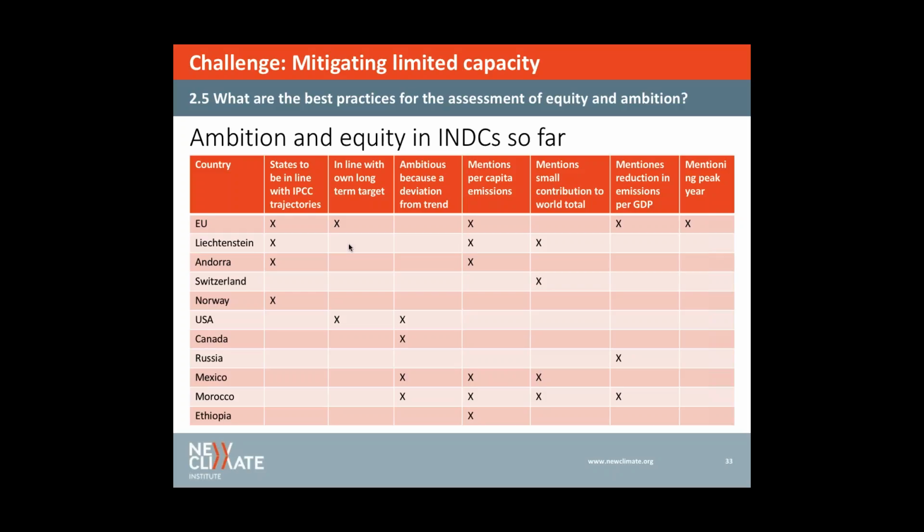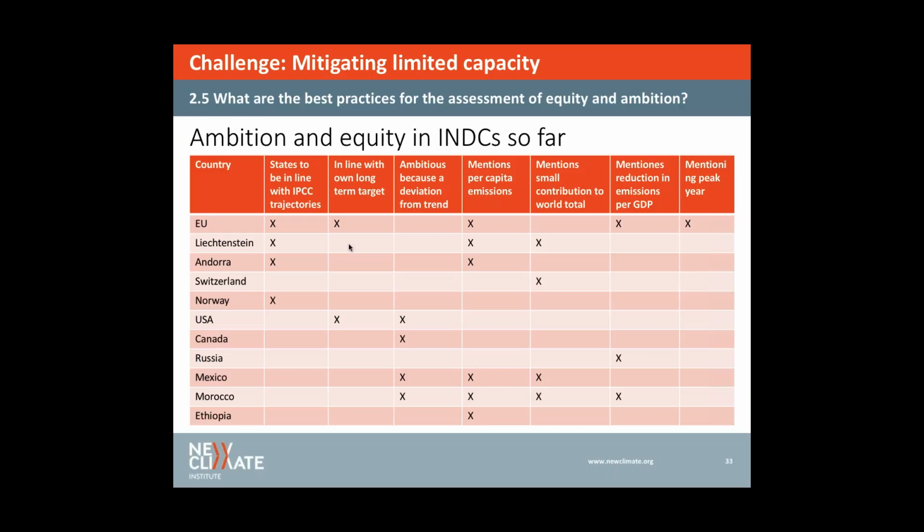Either where they are right now, relatively low, or where they plan to be in the future, reducing their per capita emissions. Some countries mention that they are only a very small contribution to the global total, which for those small countries seems to be an important argument. Some countries mention reductions of emissions per GDP.